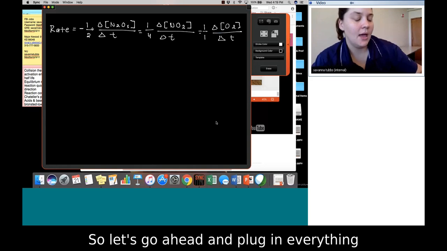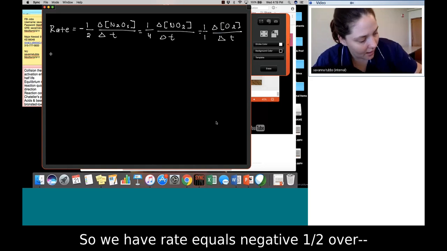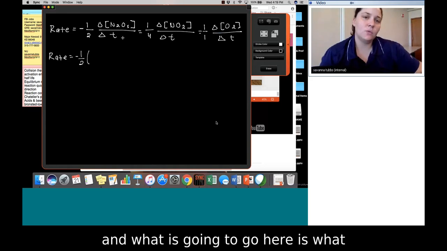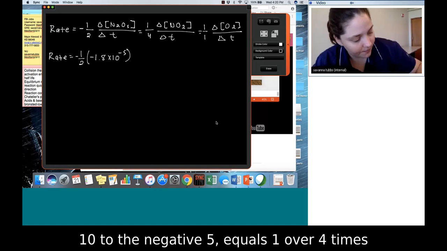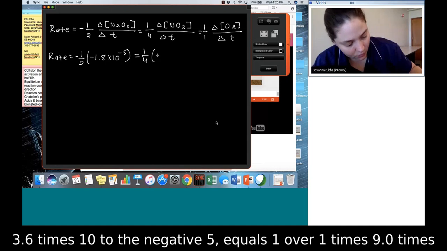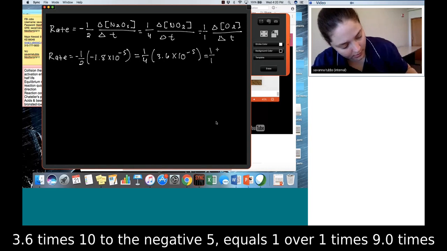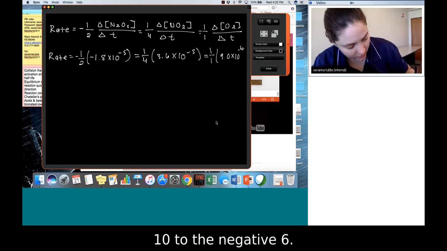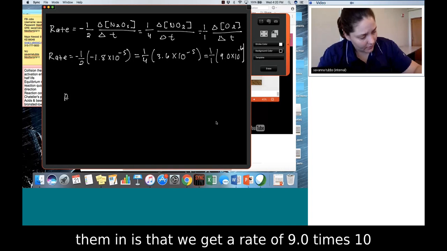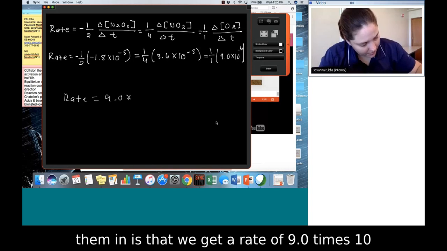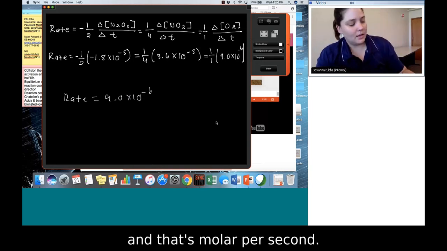So let's go ahead and plug in everything that we just calculated. So we have rate equals negative 1/2 over, and what is going to go here is what we calculated in part A and B. So for the N2O5, we had a negative 1.8 times 10 to the negative 5 equals 1 over 4 times 3.6 times 10 to the negative 5 equals 1 over 1 times 9.0 times 10 to the negative 6. So what you'll notice when you plug them in is that we get a rate of 9.0 times 10 to the negative 6 for each of our rates, and that's molar per second.